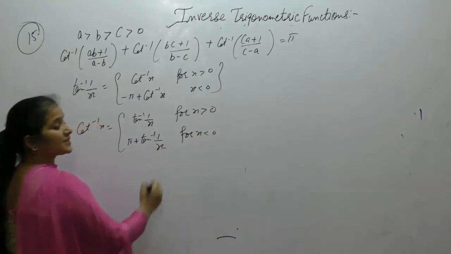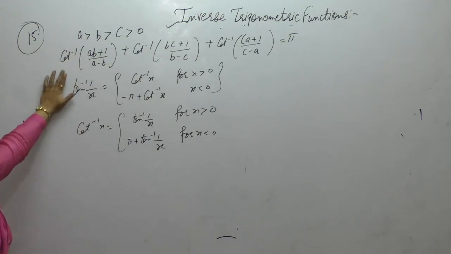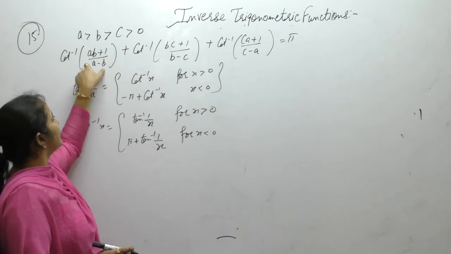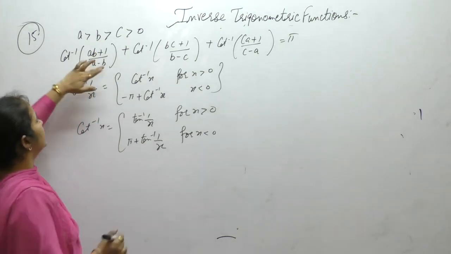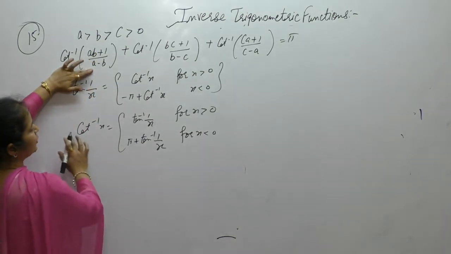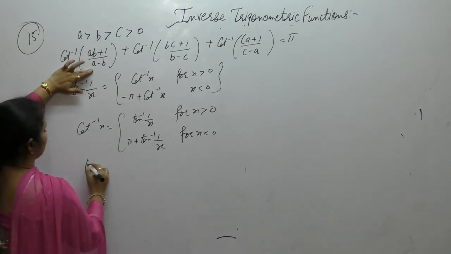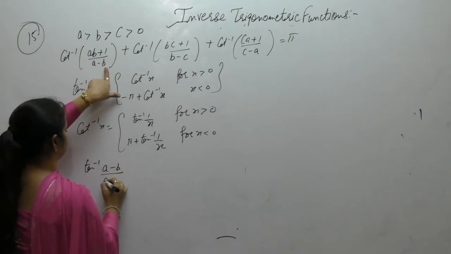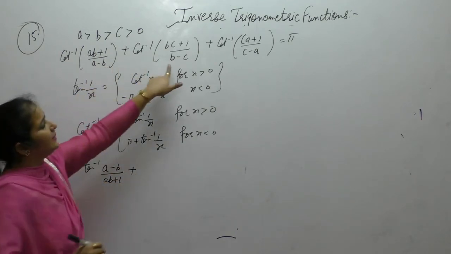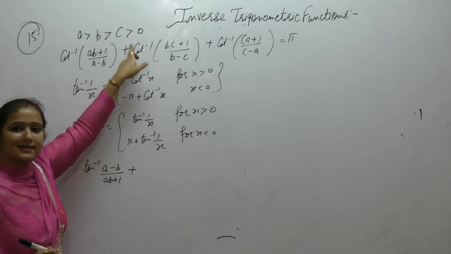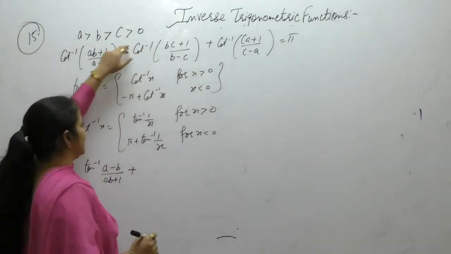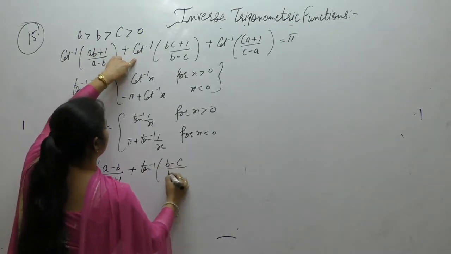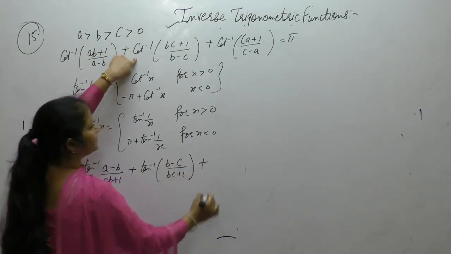Tan inverse 1 by x for x less than 0. Now, cot inverse this. A is greater than B, it means A minus B is greater than 0. This function is greater than 0. Then cot inverse x is equal to tan inverse 1 by x. Reverse the term. B minus C, B is greater than C, it means B minus C is greater than 0. So cot inverse x here is tan inverse B minus C upon BC plus 1.